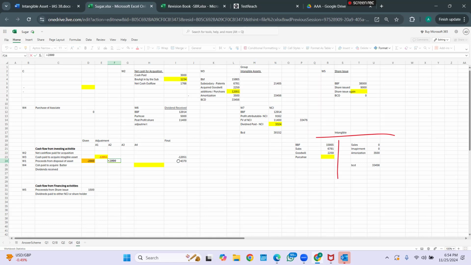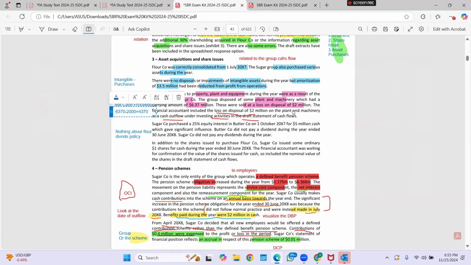First of all, I'll correct my mistake, and after that, I will show 4370, which is the actual cash proceeds, right? So we are done with this as well.